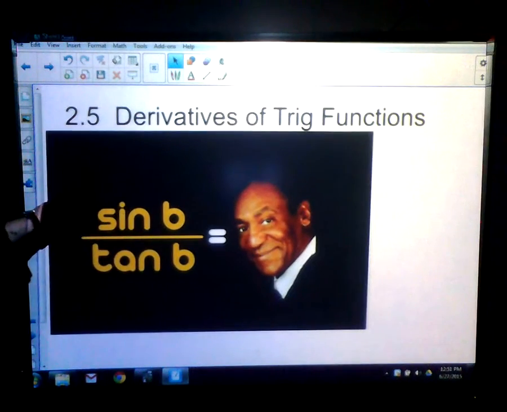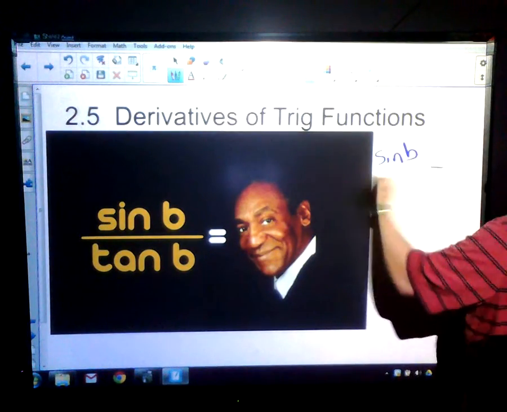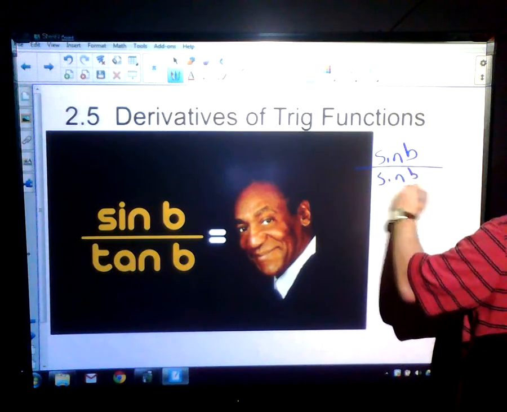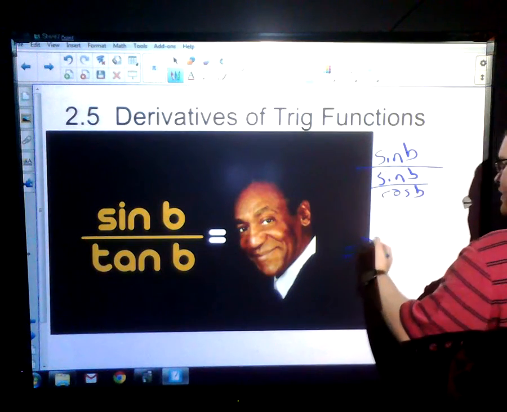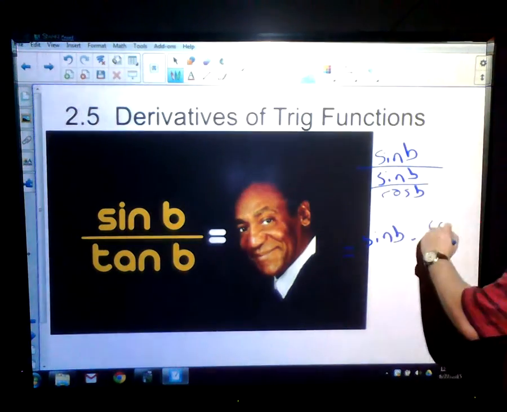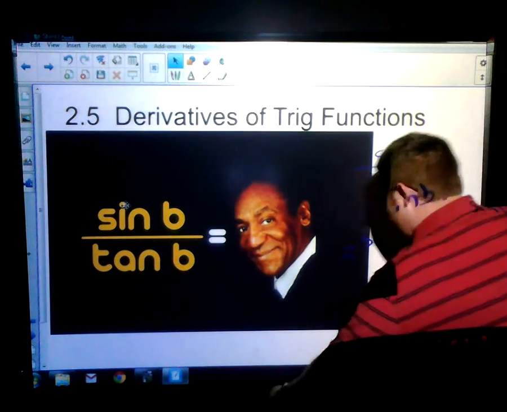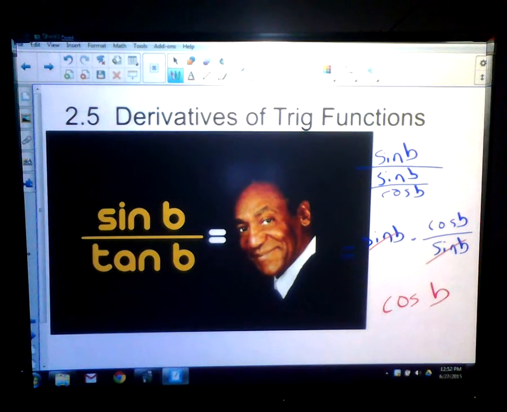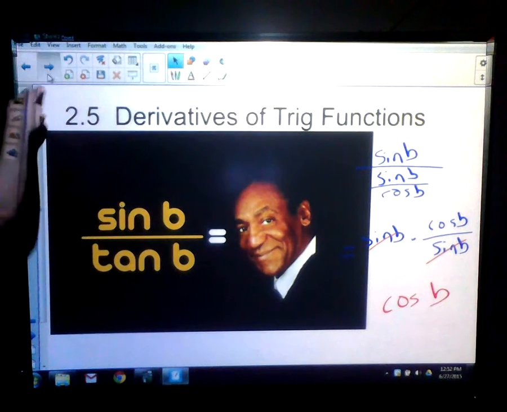So like now, if I have sine of b divided by tangent, that is sine of b divided by sine b over cosine b, which is sine of b times cosine of b over sine of b. The sines of b cancel out and I get cos b. There you go.